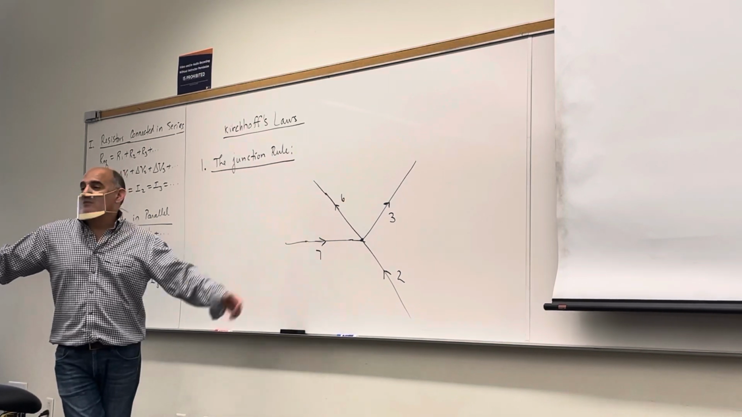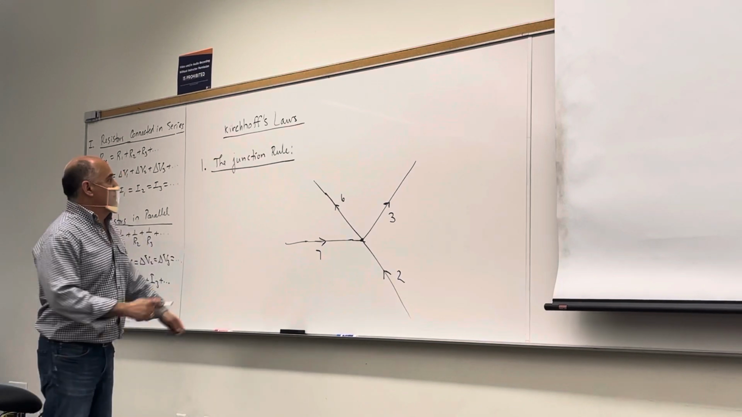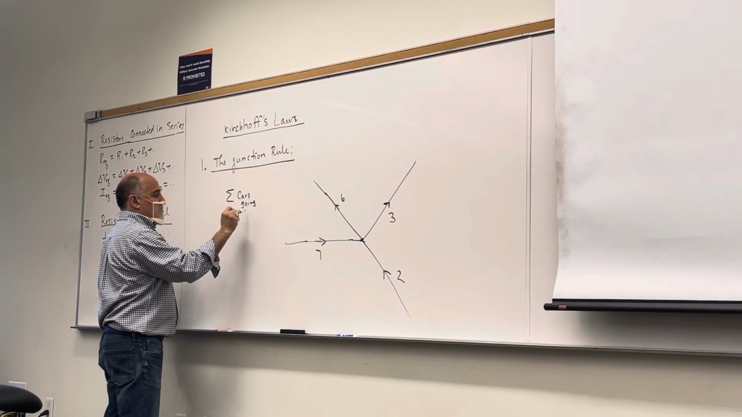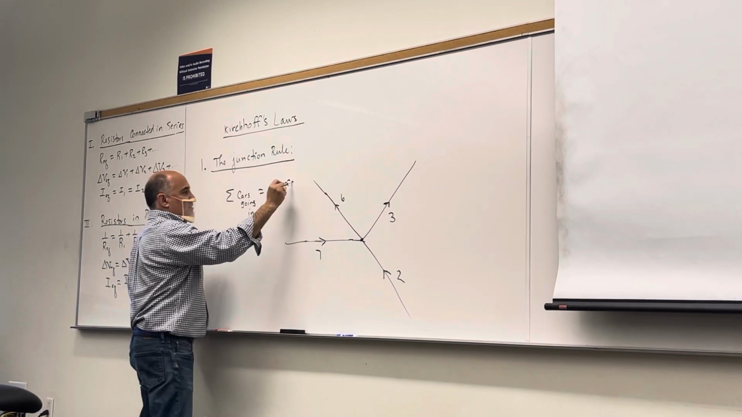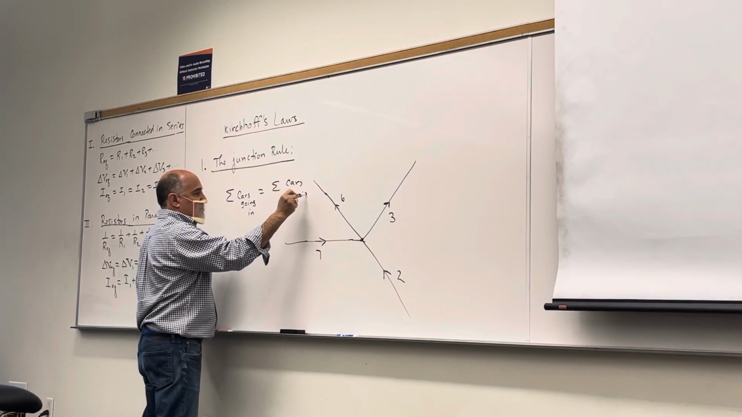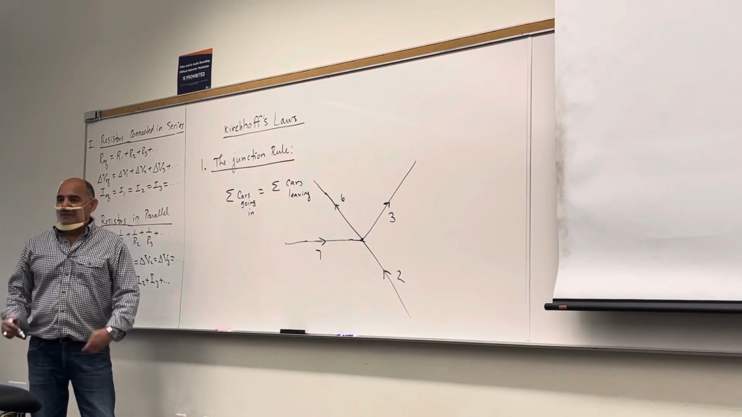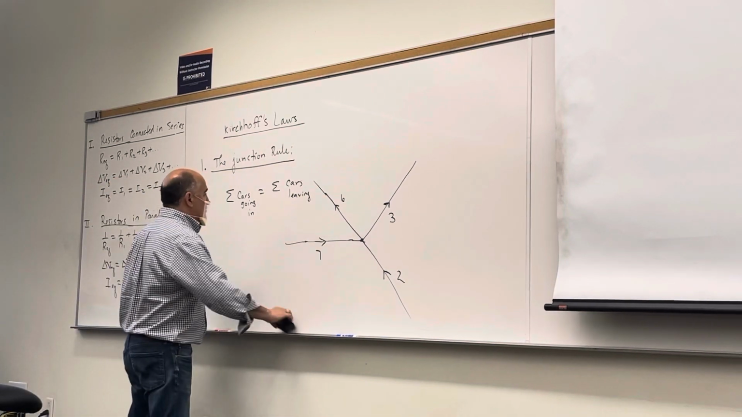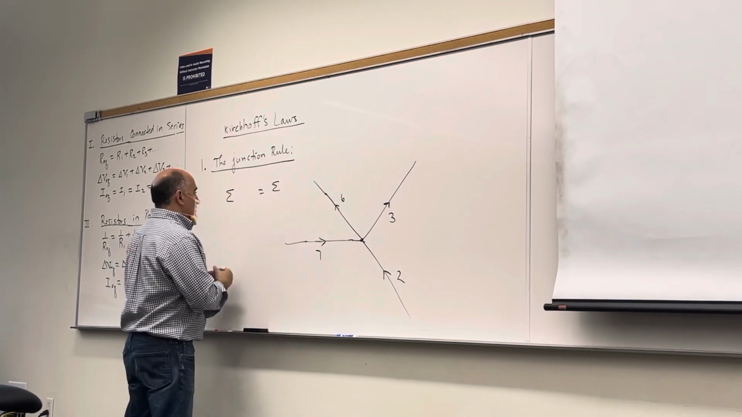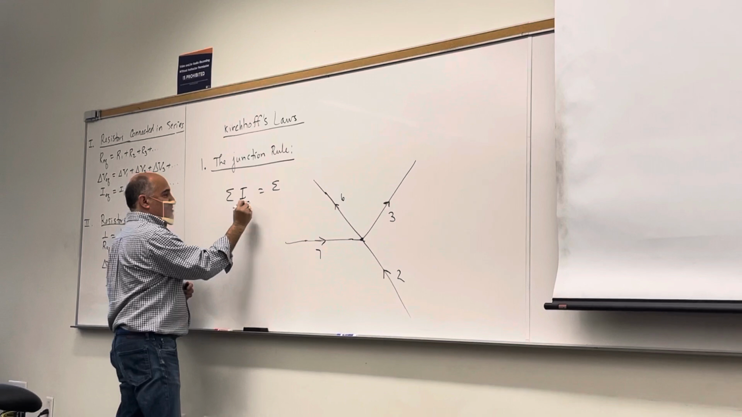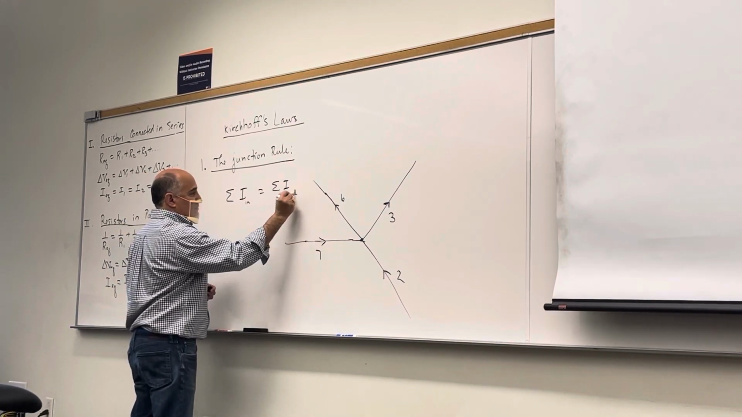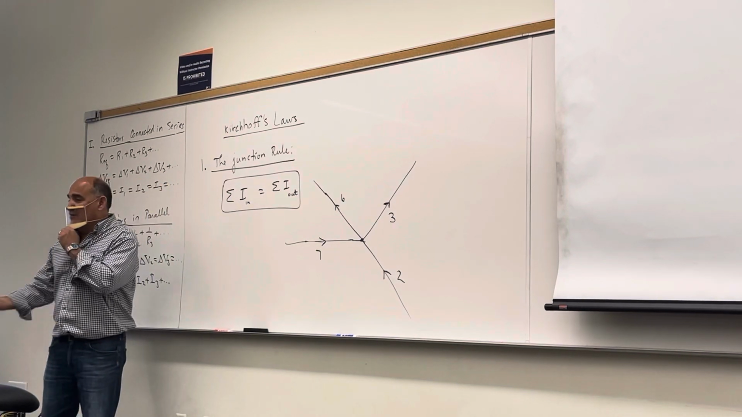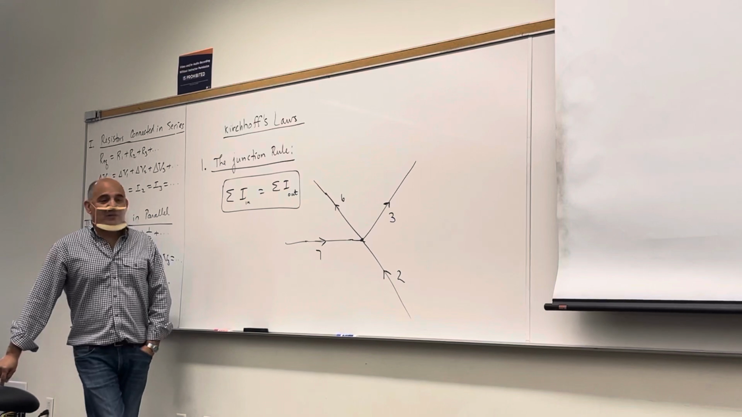So how can we write this mathematically? We can say the sum of the cars going in must equal the sum of the cars leaving the junction, right? So actually we're not considering cars, we're considering charges, right? So we say the sum of the currents going into the junction must be the sum of the currents going out of the junction. It's a conservation of charge, right? Whatever comes in goes out. No charge accumulation at the junction.